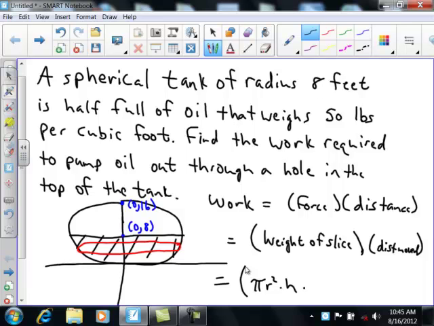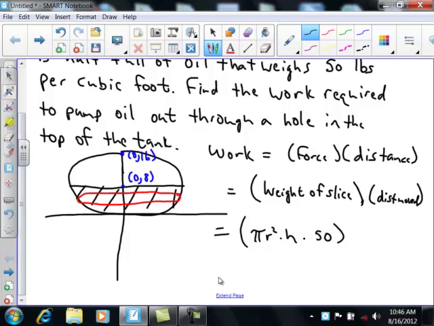And then to get the entire weight, I need the density, which in this case they told me the density of oil is 50 pounds per cubic foot. Now the other thing I'm going to need is the distance, but we'll get to the distance in just a second.